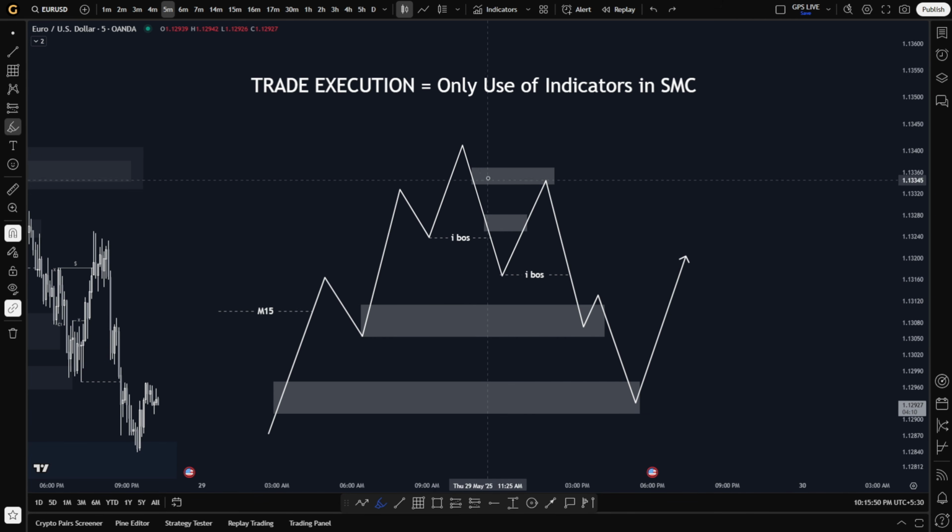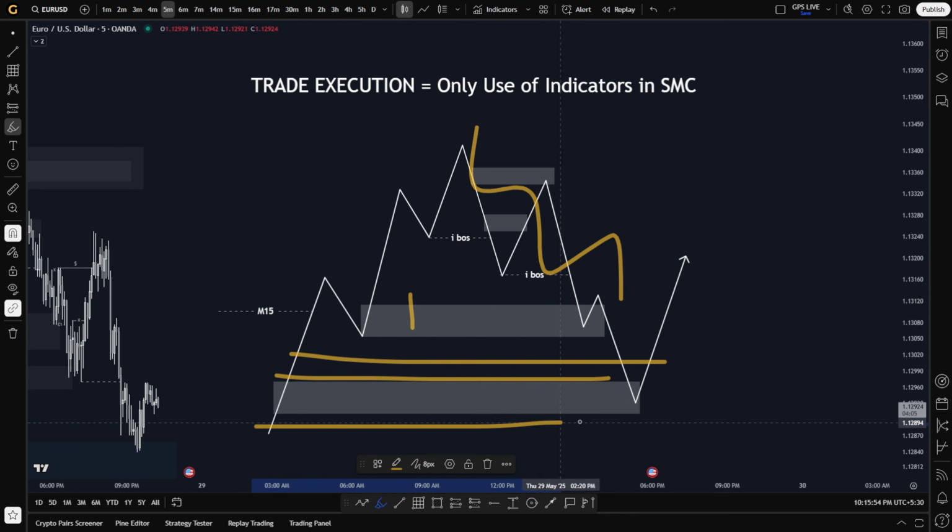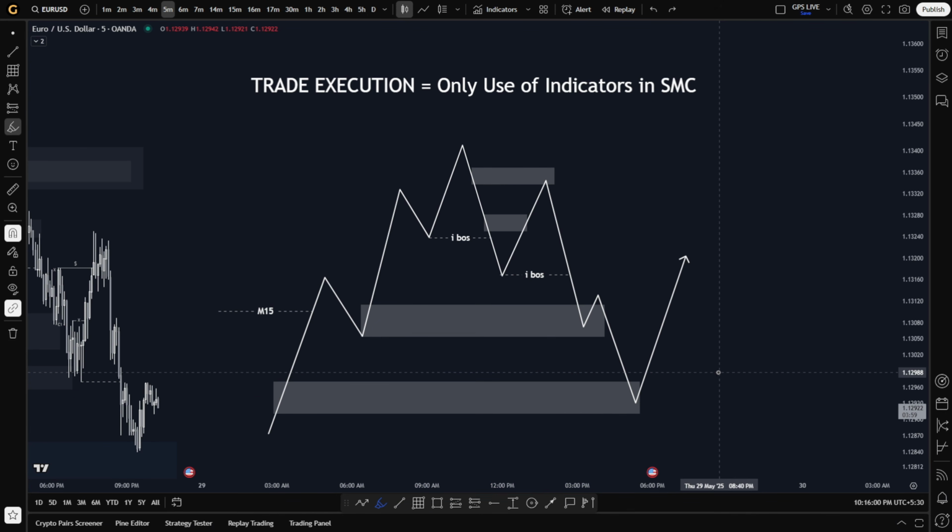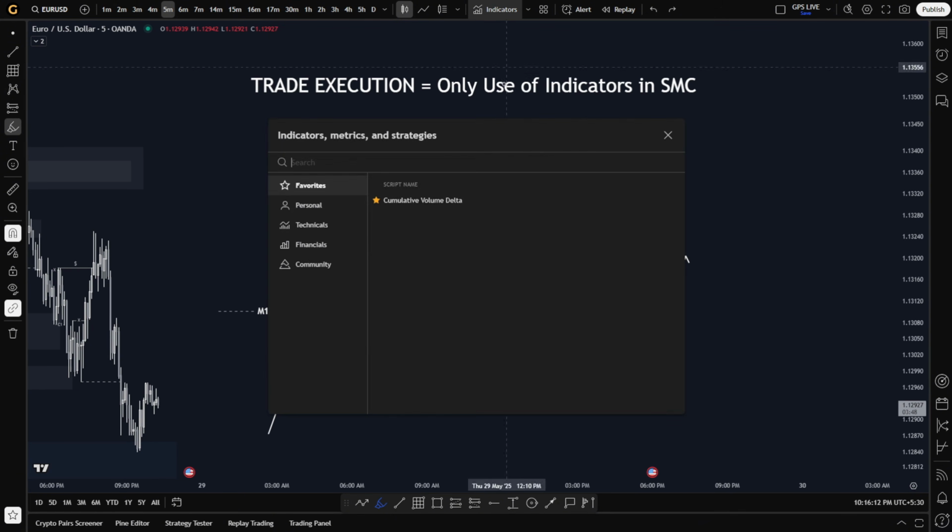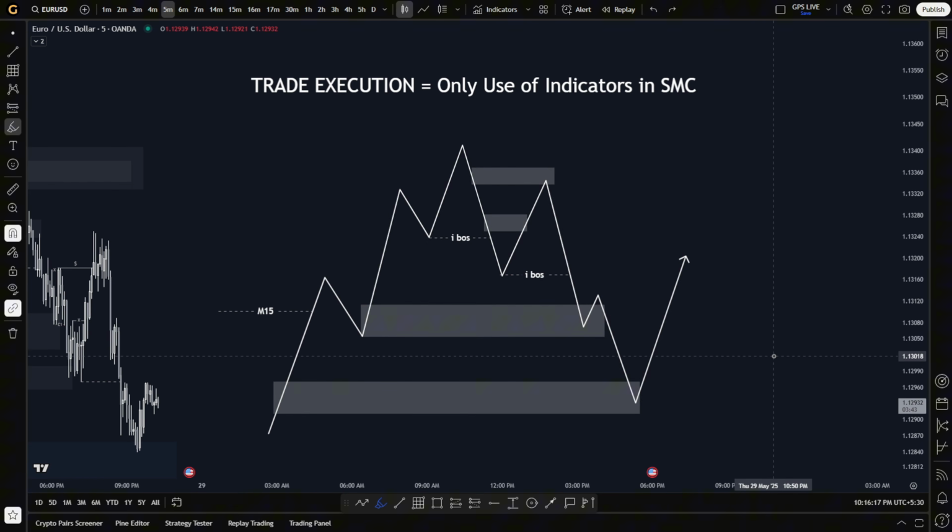For example, let's say the market is coming down. You have one order block here, two order blocks here, three order blocks here. So you have multiple order blocks in one structure, right? So usually you will get confused on which order block you have to enter the market. That's a common problem many beginners face. So at that point in time, you can use indicators like CVD, or the indicator that I am about to tell in this video.